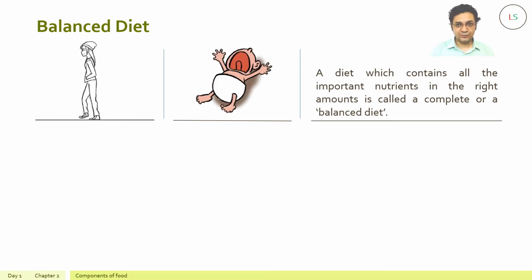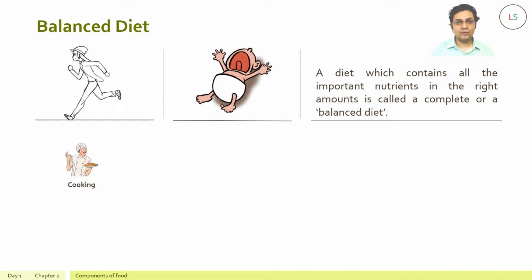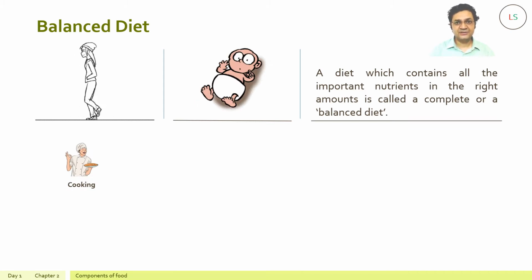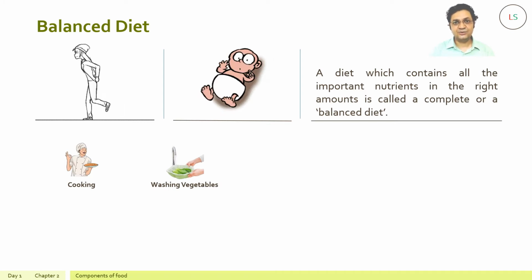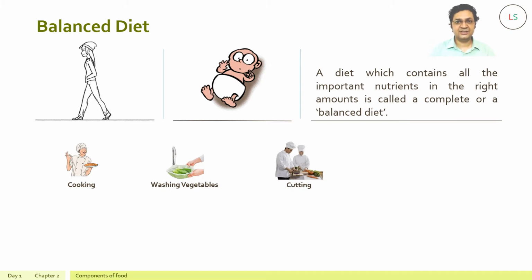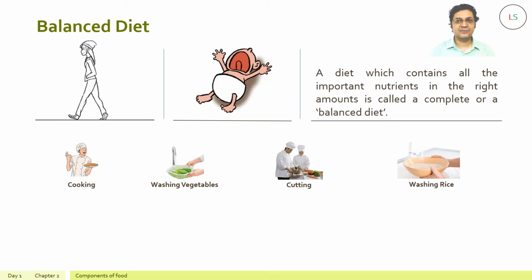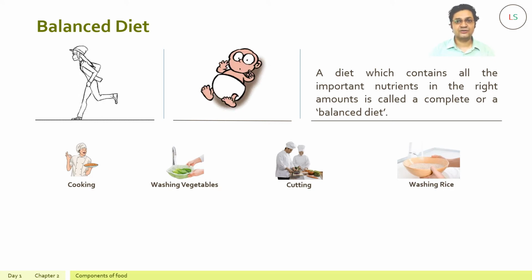Also, the way we cook food matters a lot. Overcooking of food items spoils the nutrients. And if we wash the cut vegetables and fruits, it leads to the loss of vitamins and minerals. The skin of many fruits and vegetables contains vitamins and minerals. Overwashing of rice and pulses also results in the loss of essential vitamins and minerals.